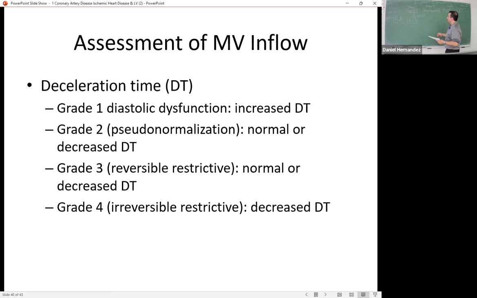So in this phase, we actually return back to a normal appearing mitral inflow pattern. So with pseudo-normalization now, we're going to have, again, a bigger E, smaller A. And that E to A ratio is going to be the same as normal. So it's going to be less than 1.5 and greater than 0.75.